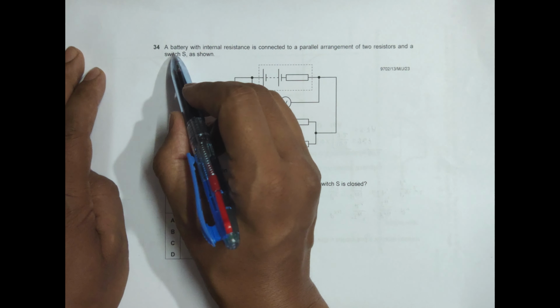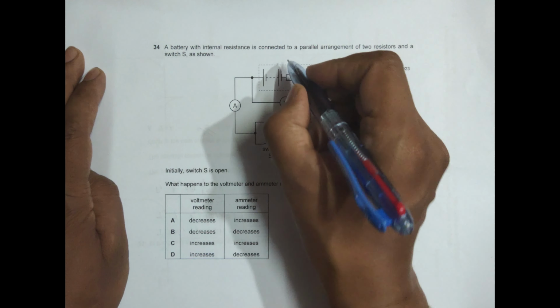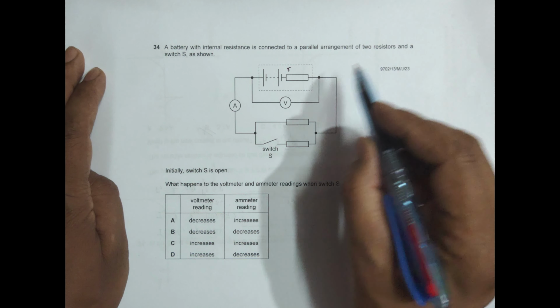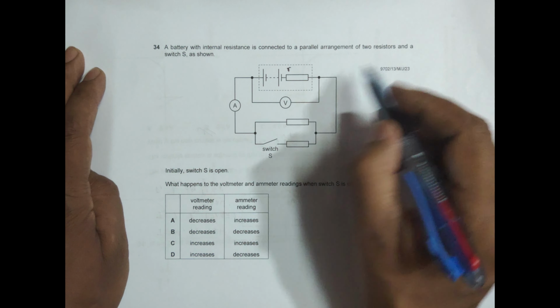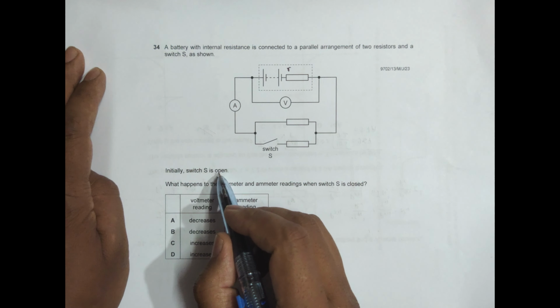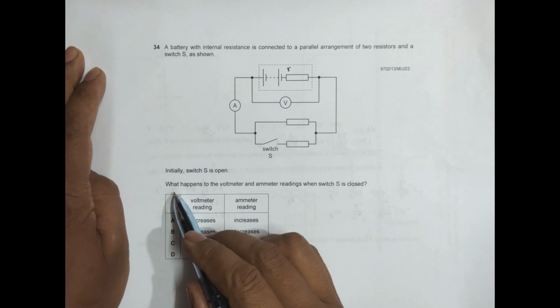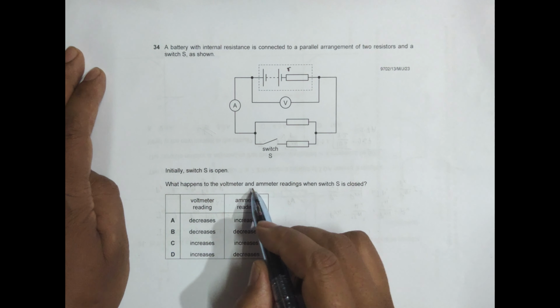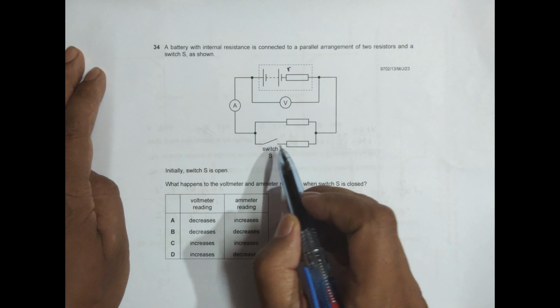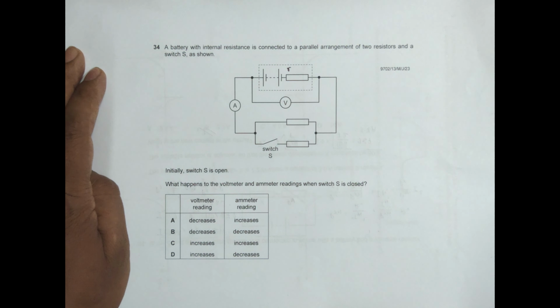It says a battery with internal resistance, so this thing has got internal resistance, let me use it as r, is connected to a parallel arrangement of two resistors here and a switch, shown. Initially switch S is open. What happens to the voltmeter and ammeter readings when switch S is closed? So if I close this, what happens to these two readings?